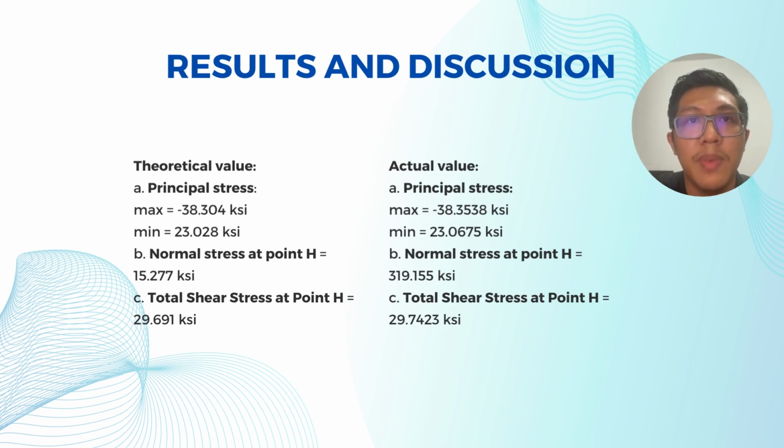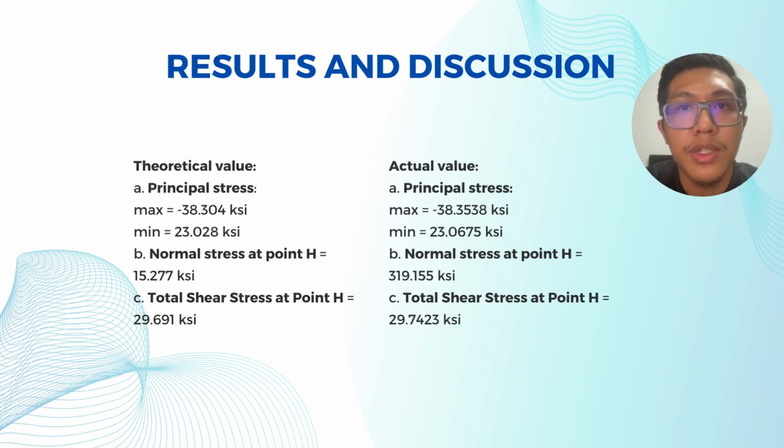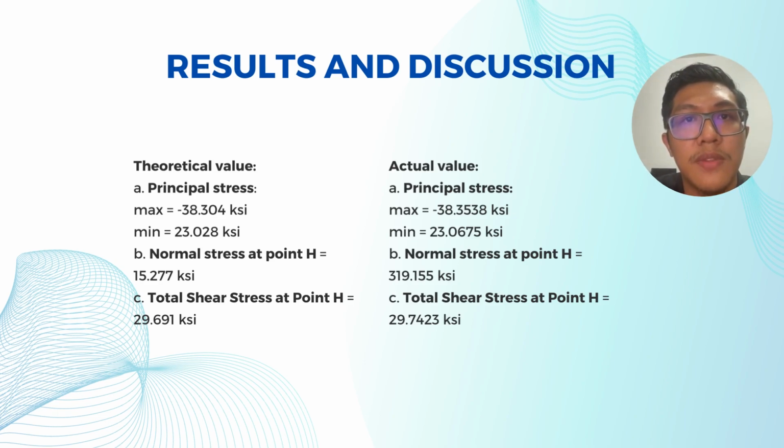However, the most notable disparity arises when comparing the normal stress at point H. In the theoretical calculation, the normal stress at point H is reported as 15.277 KSI, whereas the actual value is significantly higher at 319.155 KSI. Such a substantial deviation suggests a significant discrepancy between the theoretical model and the actual condition. Furthermore, the total shear stress at point H shows a small difference between the theoretical and actual values. This difference, similar to the principal stress, could be attributed to minor inaccuracies in the model or measurement errors.